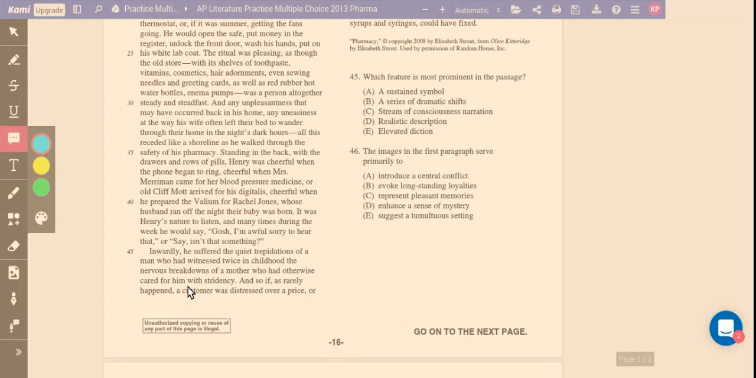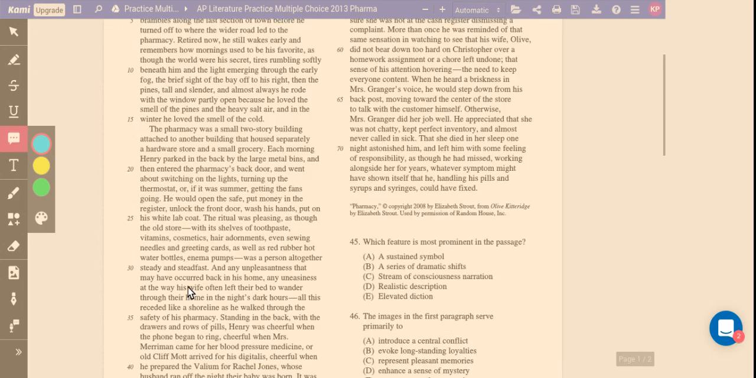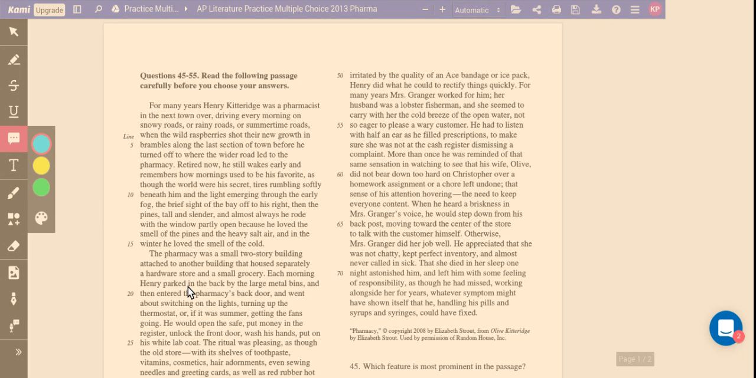And then it talks about his customers and how he handled his customers and how he would try to rectify things quickly. I might not know what rectify means, but that means to fix things quickly. He'd always want to fix things for his customers. And then it talks about Mrs. Granger, who worked for him, and how he was often worried that she was going to yell at the customers, so he had to watch for her.